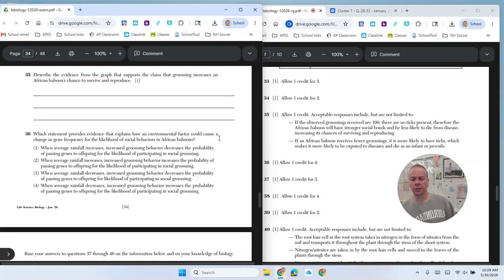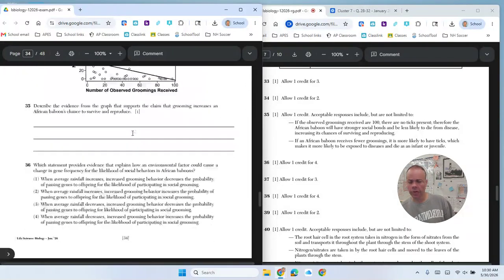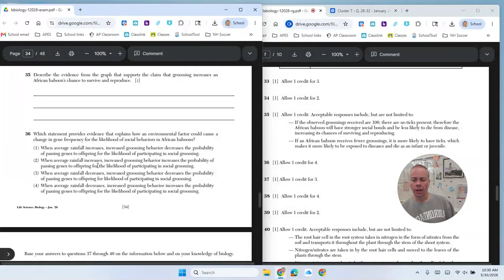Choice 2: when average rainfall increases, increased grooming increases the probability of passing genes to the offspring for the likelihood of participating in social grooming. What's wrong with this? Give me a second. Okay, so look here, we have to look at this. Ticks prefer dry environments. So when we're analyzing these answers, it took me a second. Increased average rainfall would not be a selective pressure. It would be decreased rainfall. So that's what makes 1 and 2 definitely wrong.